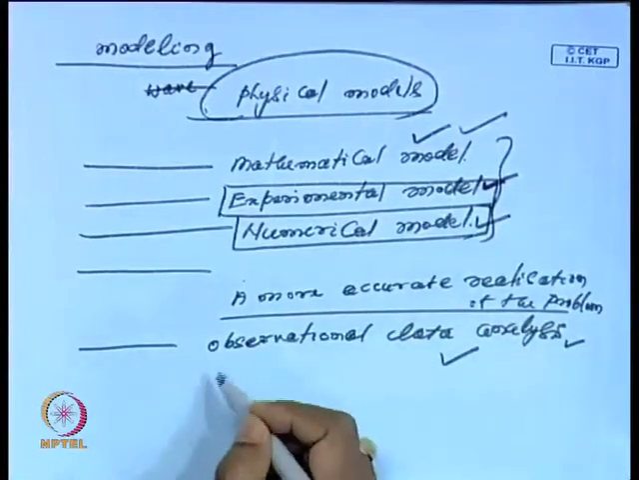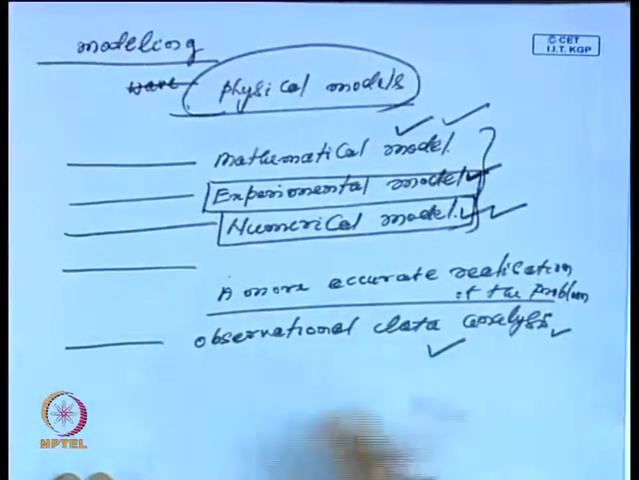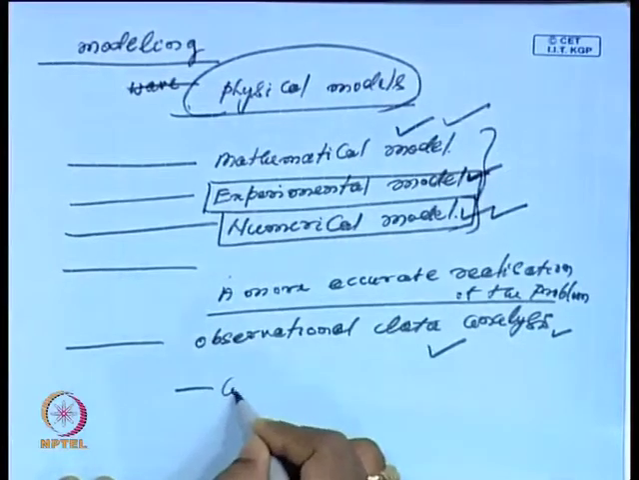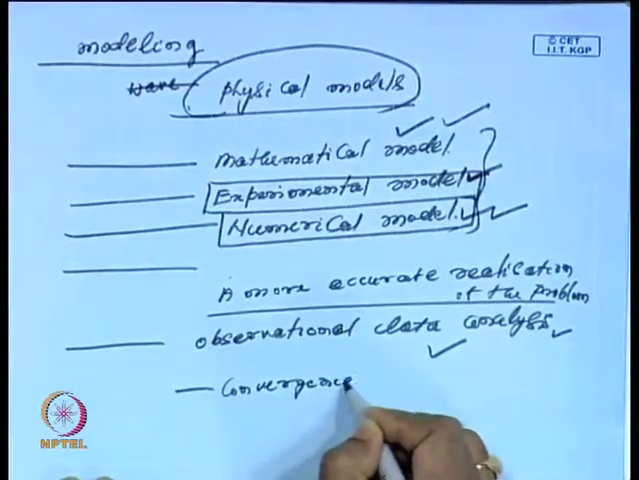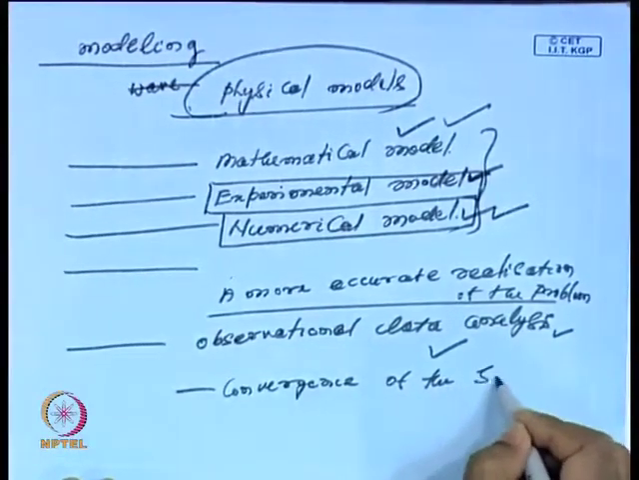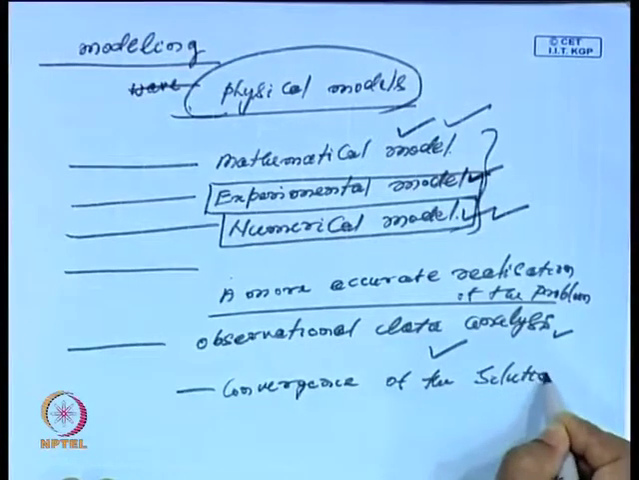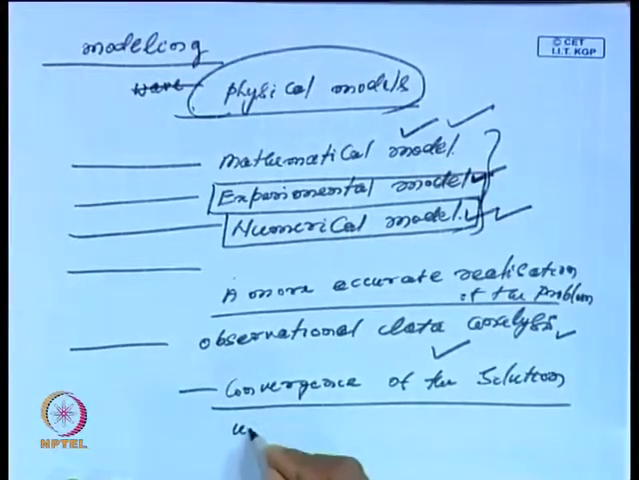There is a good amount of analysis associated with this numerical model, because when you have a numerical model, you always look into the convergence test of the solution. Convergence of the solution associated with the model, and then when you look at the convergence of the solution, you also look at the uniqueness, the unique characteristics.